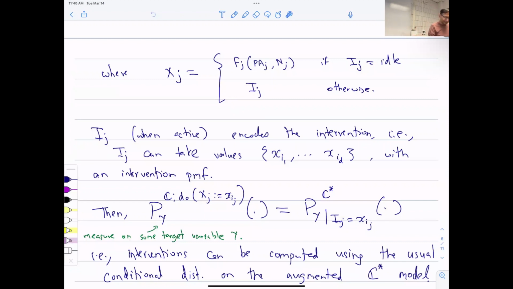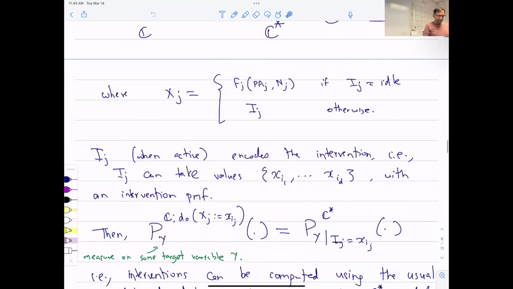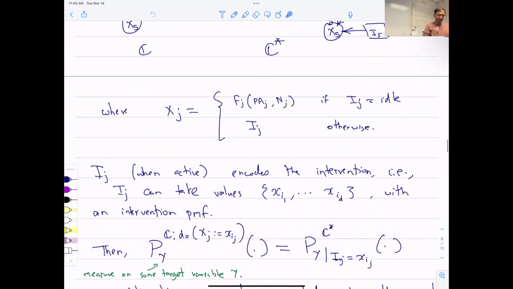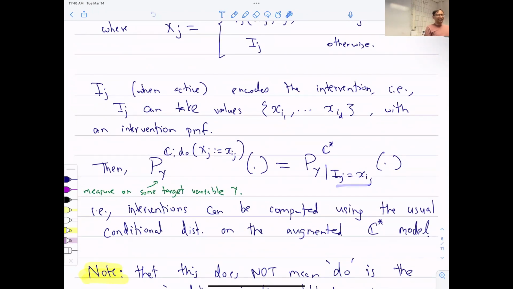That translates to marginalizing out on some target variable on the original graph, but with an intervention where some node is being set to something. Well, in this case, this is the same thing as looking in the C star graph, conditioning on that I_j takes the value i_j, and looking at the conditional distribution of Y given that, because of this mapping. Of course, this distribution is not the same as this distribution alone. But with the do, it's just been encoded here as a condition. Good.